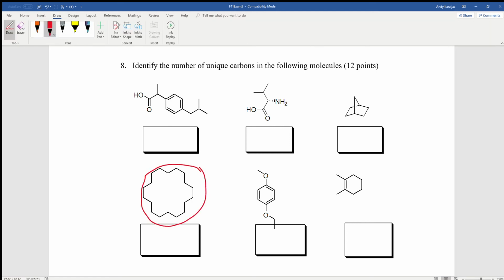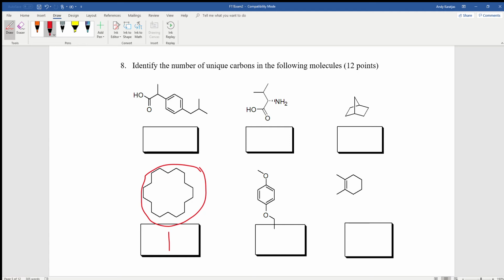Why do I say that's the easiest one? Well, for this compound, it's just one large carbon ring. There's no substituents on the ring. Therefore, every single carbon in this molecule is equivalent. And so we would see just a single carbon peak in its spectrum.